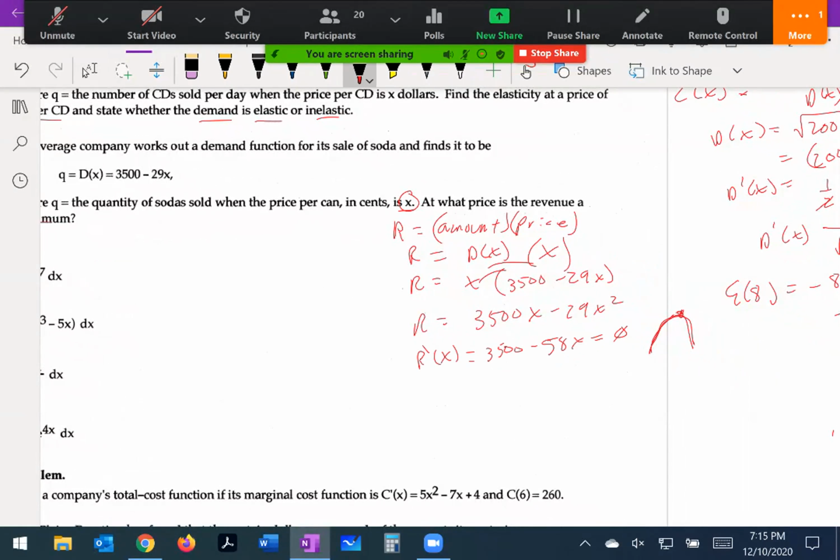Set that equal to 0 and then subtract 3,500. We get negative 58x is equal to negative 3,500. Divide by negative 58, and we'll say that x is equal to 3,500 divided by 58, which is about 60 cents, I would say. So it's approximately 60 cents. Okay, so that's going to maximize my revenue.